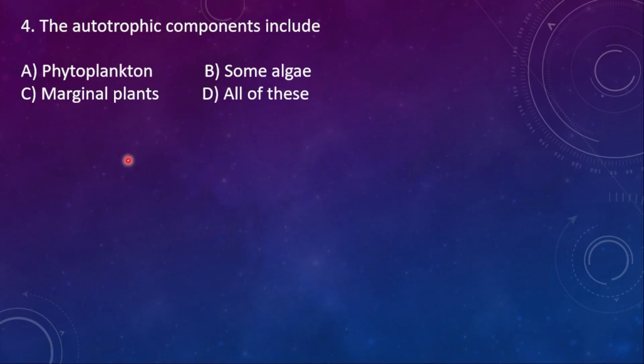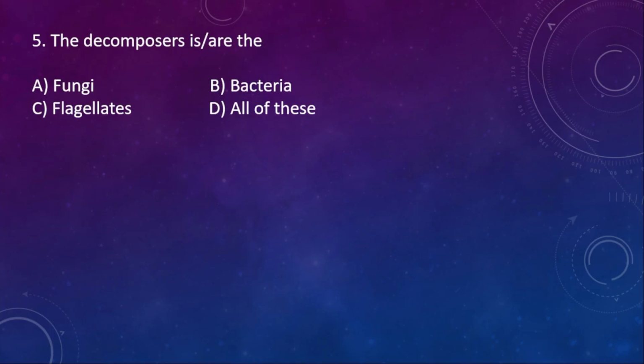Next, the fourth one: the autotrophic components include A. Phytoplanktons, B. Some algae, C. Marginal plants, and D. All of this. So here the right option is D, all of them.